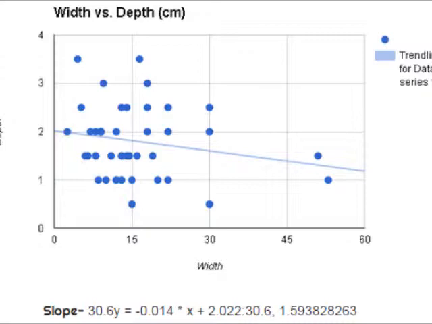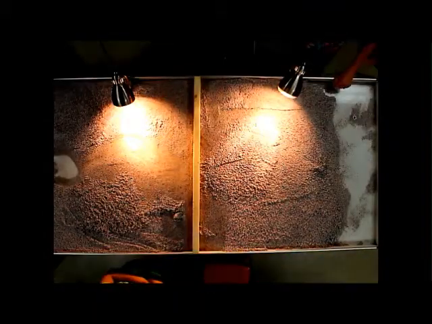We can predict that the depth will decrease at a rate of 0.14 during a similar flooding event because the slope is negative 0.14. That means that the relationship between the width and depth decreases.